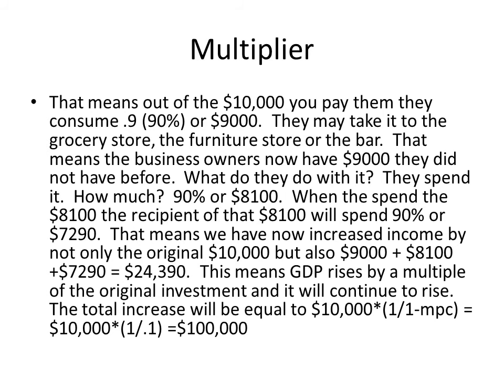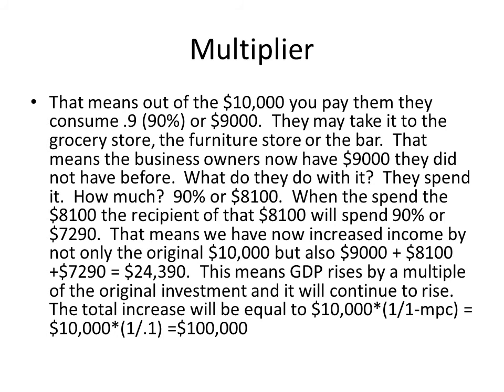They're going to take that to the grocery store, the furniture store, the bar, and that means the business owners now have $9,000 they didn't have before. What do they do with it? They spend it. How much? 90%, or $8,100 out of that $9,000. When they spend the $8,100, the recipient of that $8,100 will spend 90%, or $7,290. That means we have now increased income by not only the original $10,000, the original investment, but now we've increased consumption by $9,000 plus $8,100 plus $7,290, or $24,390, plus the $10,000, so we had an increase of $34,390.